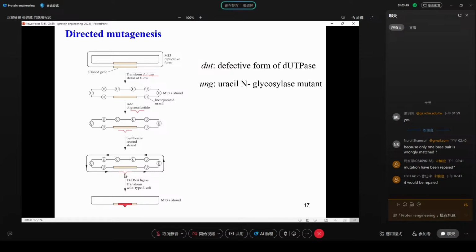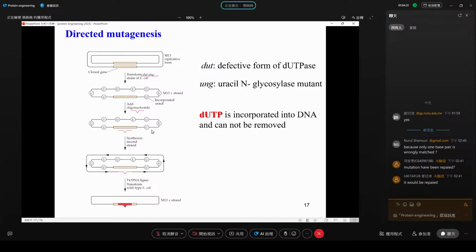And with the same strategy, you use T4 DNA ligase, Klenow fragment, everything together after you finish the DNA polymerization and ligation. Then transform into, pay attention, a wild type E. coli. So the wild type E. coli can recognize this one is not correct because they have normal DUT and UNG, right? So they definitely can recognize, oh, this guy is not correct. So we have to remove it. So eventually, only your target protein with a mismatch can survive.